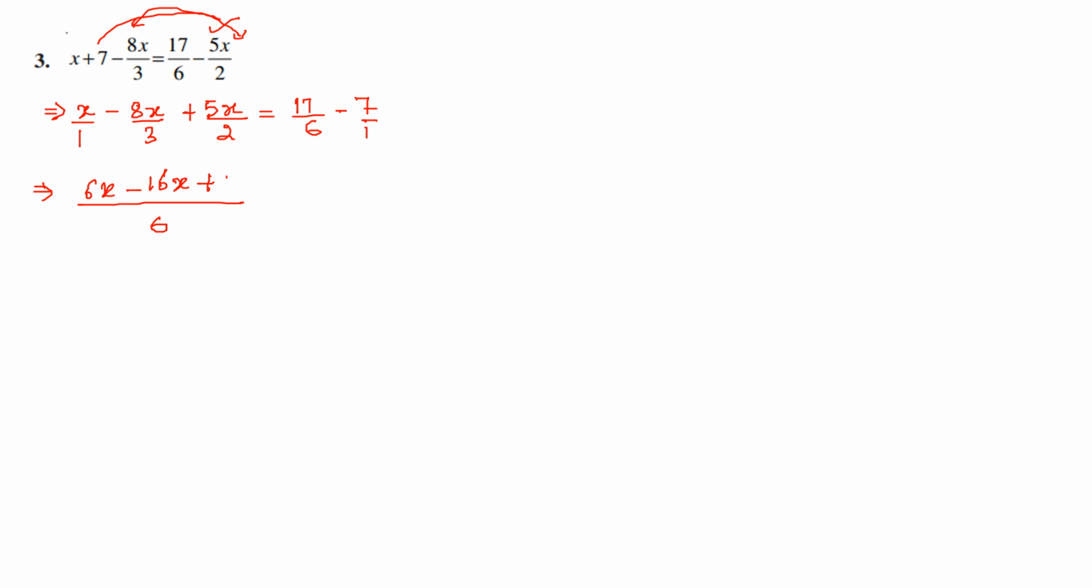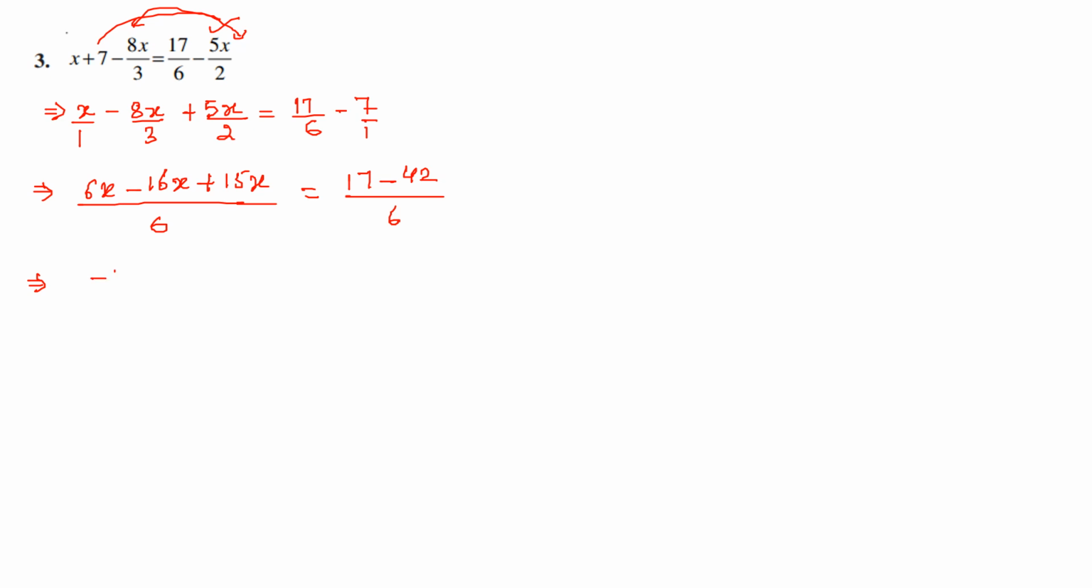So 5x into 3 will give me 15x. Okay. Now moving to the RHS. LCM of 1 and 6 is 6 only. So 6 table to 6 comes 1 time. So 17 into 1 is 17 only, minus 1 table when 6 comes when 1 is multiplied by 6. So 7 also multiply by 6. It will become 42. Now if you see here 6x minus 16x.